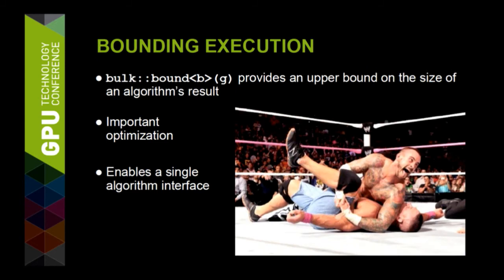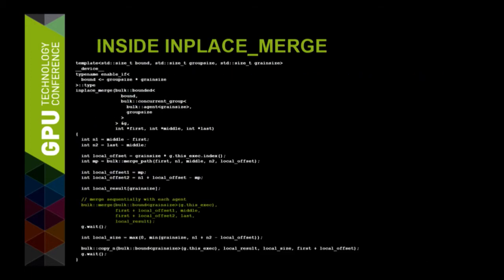Basically, this call to bulk bound provides an upper bound on the size of work an algorithm is going to do, and as I was saying, it allows us to inline these loops because we know they're bound. We know the number of iterations they're going to perform. And it allows us to keep results within registers. Otherwise, it would fall back to local memory and get a lot slower.